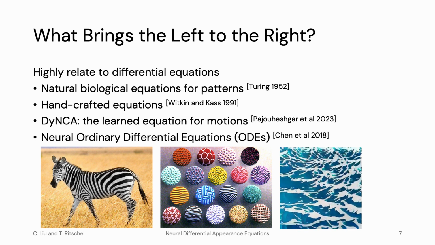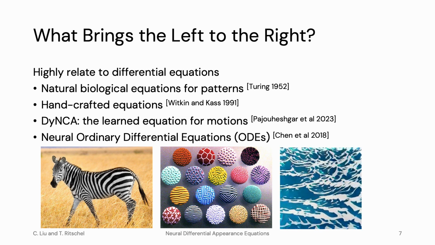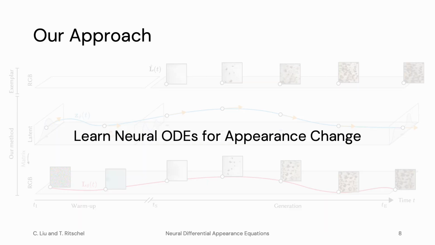So the rusting process might be a chemical process governed by a differential equation. We just cannot easily write it down, so we propose to use neural differential equations to learn it. Specifically, we use neural ordinary differential equations, ODEs represented by neural networks. Let's look at our approach. Our approach basically learns a neural ODE for appearance change from the example video.